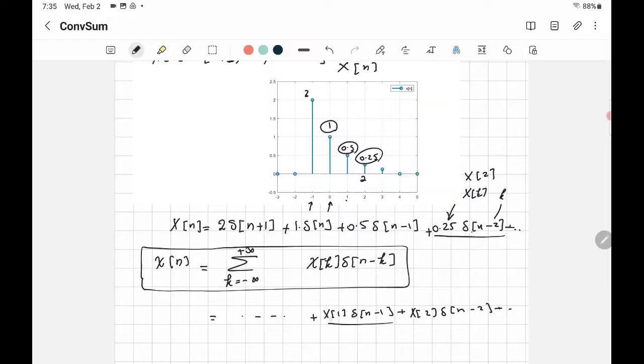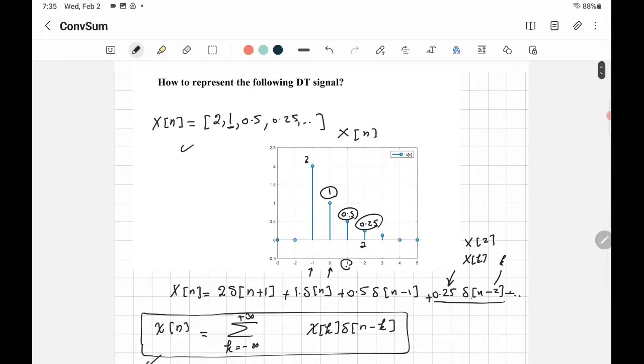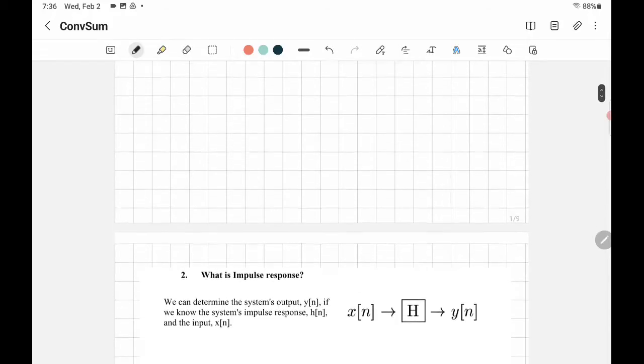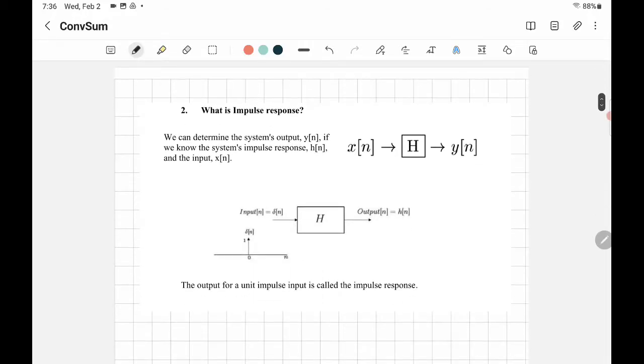Let's check this one, for example. x1, what's x1? The value of the signal at n equal 1. So at 1, it's equal 0.5. So this element is equal 0.5 delta n minus 1. So that's the way you express a discrete time signal as a series or as a list here. Okay, that was important because it helped us in the following topics.